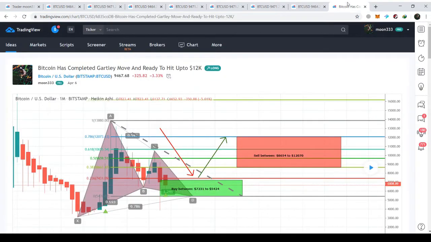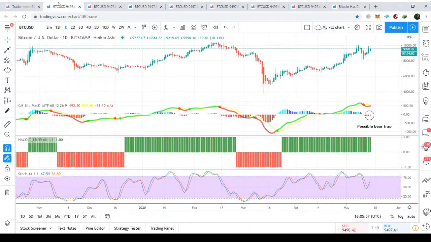And at the end of this video, I would like to recall this very big bullish Gartley pattern move on the monthly chart that can lead the price action of Bitcoin to turn very strong bullish in the long term. So let's start the analysis and move to the live chart, and this is the daily chart.